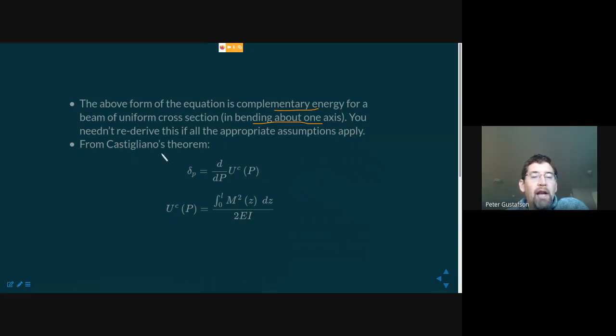Okay, so from Castigliano's theorem, we know that delta P, the displacement at the point of the applied load, is equal to d by dP of the complementary energy, which is a function of P. So this here is not UC times P, it's actually UC as a function of P, where UC of P is equal to this equation. So now the moment is a function of P. Theoretically, M is a function of z and P there.